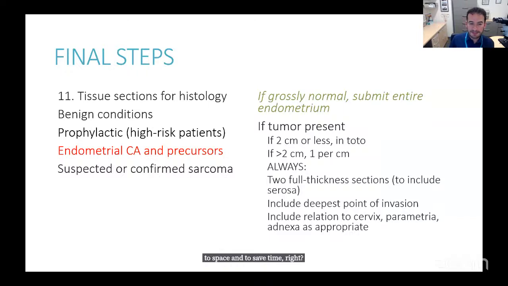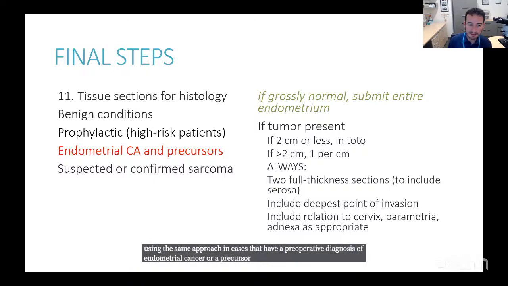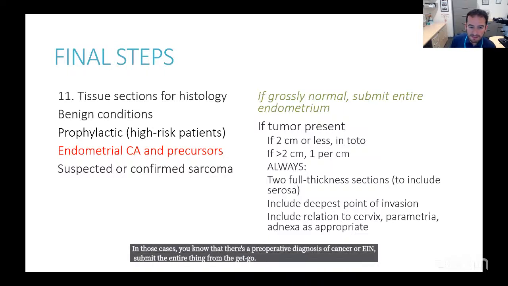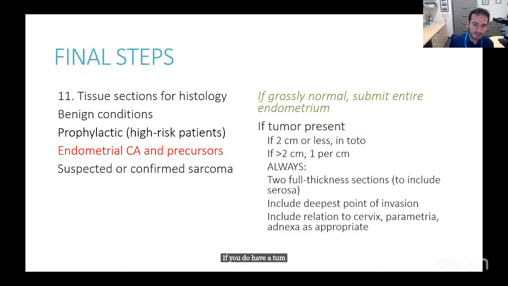You're going to do the same. You're going to put the entire endometrial lining using the same approach in cases that have a preoperative diagnosis of endometrial cancer or a precursor, atypical hyperplasia/EIN. But on gross examination, the endometrium is normal, meaning you don't see anything that looks like a tumor. In those cases, you know that there's a preoperative diagnosis of cancer or EIN, submit the entire thing from the get-go. If you do have a tumor, again, the same approach applies.